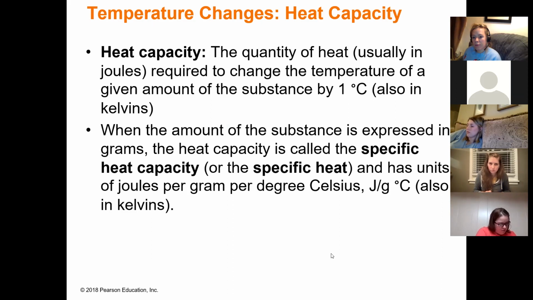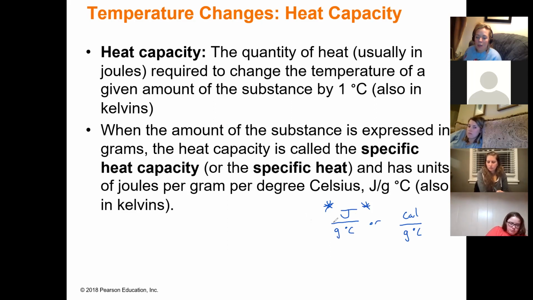Specific heat capacity is going to have funky units. It's usually going to be written as joules per gram degree Celsius. So the unit is joule over gram degree Celsius. Or sometimes you'll see it as calorie per gram degree Celsius. Or sometimes you might see it as joule per gram Kelvin. Really, for this class, we kind of just stick here. I don't get into calorie per gram degree Celsius. So it's a funky unit, three units for specific heat.